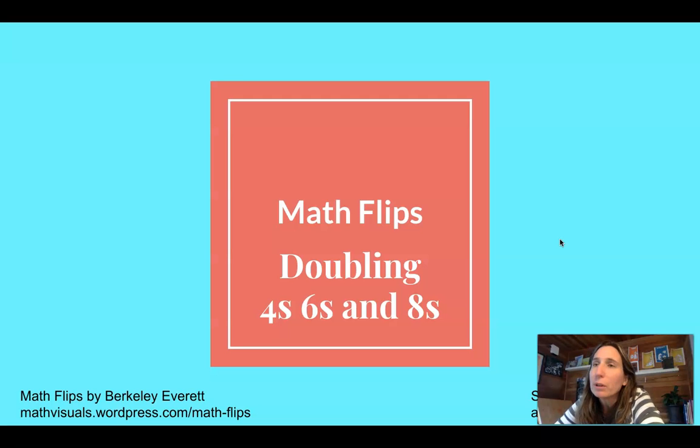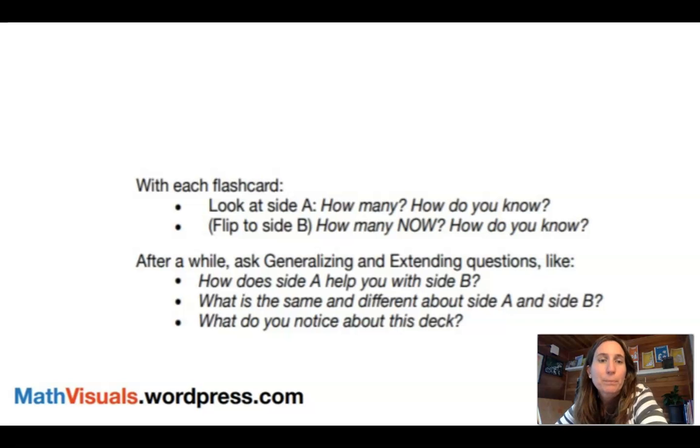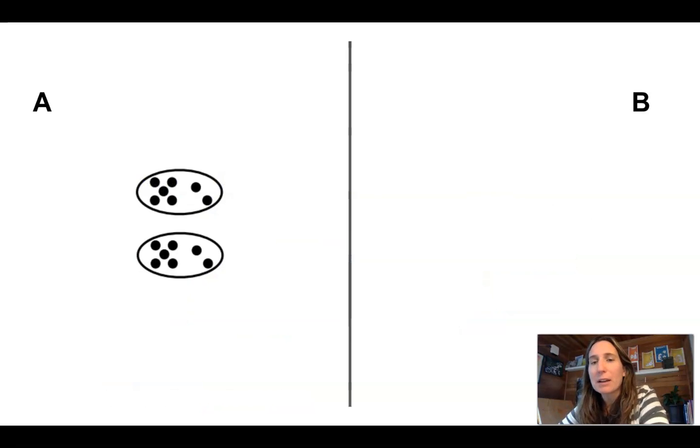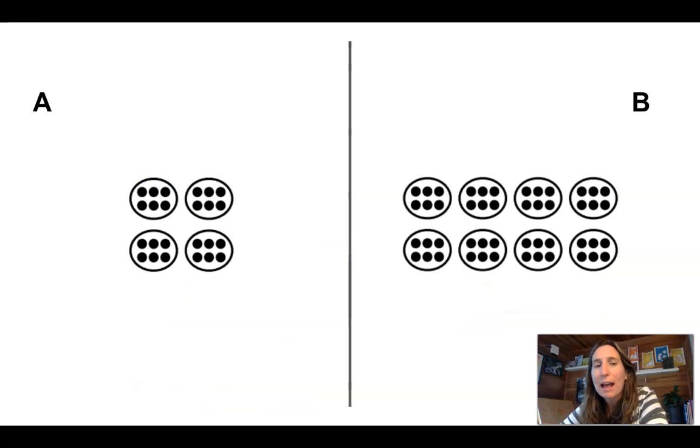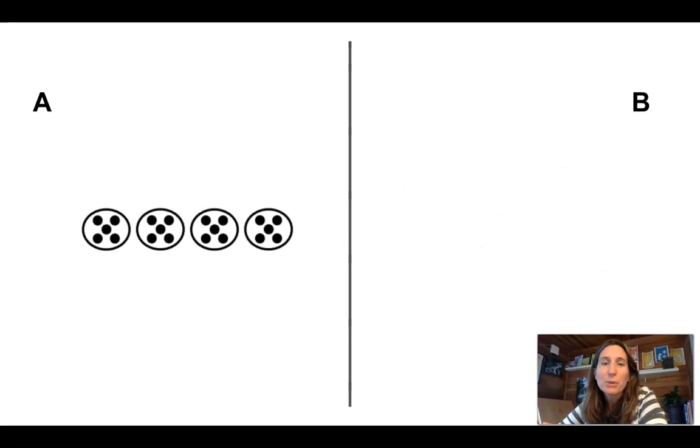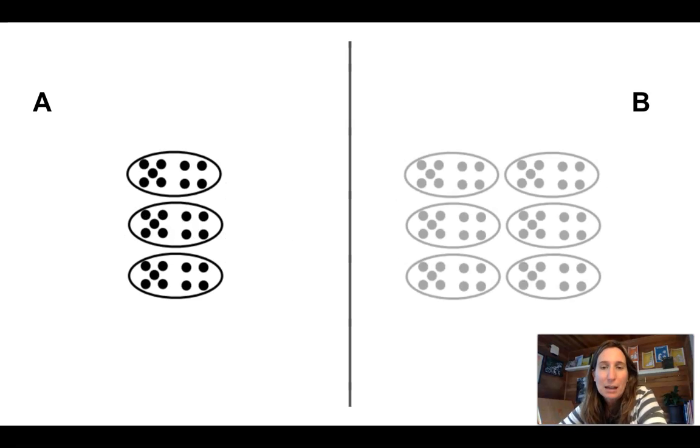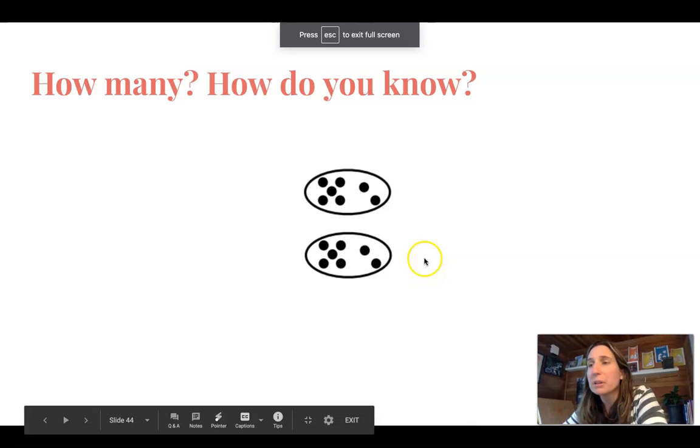These are helpful even if you know your math facts. We're going to look at each side of the flashcard, and side A is how many, how do you know? And then you're going to flip to side B, and how many now, and how do you know? And then we're going to look at some questions together. Now you're going to get a set of flashcards that all have 2 sides, and you're going to analyze each of those sides. Here's one of the cards in your pack. There's no need to find the card right now, but let's go through a couple together.